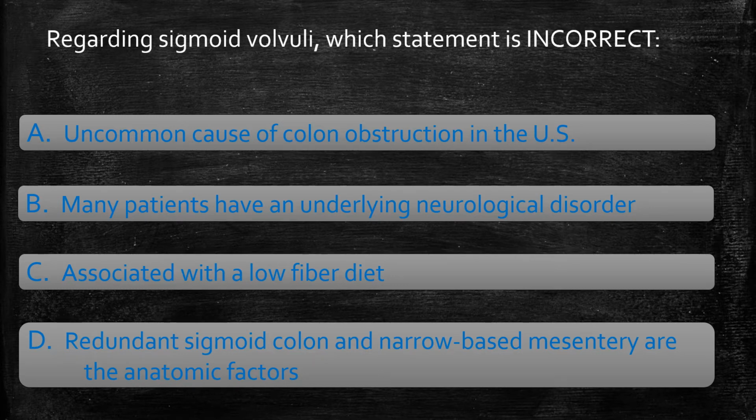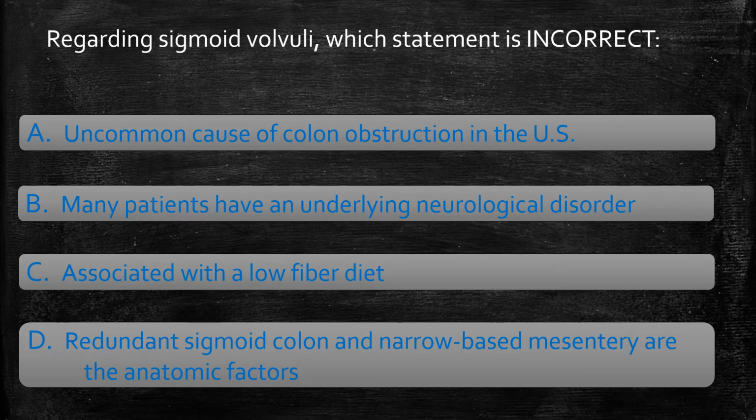There seems to be an inverse relationship between the incidence of colon cancer and the incidence of volvulus. Colon cancer is common in the U.S., but volvulus is not. In Africa, it's the reverse. And one linkage between these findings may well be in the type of diet.